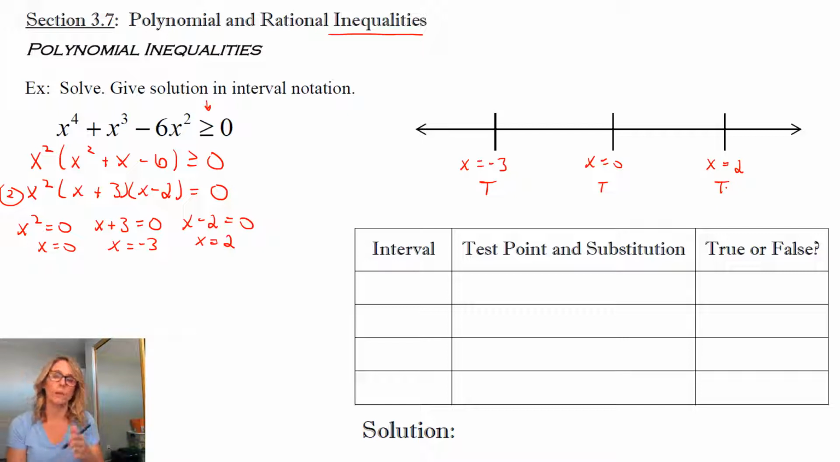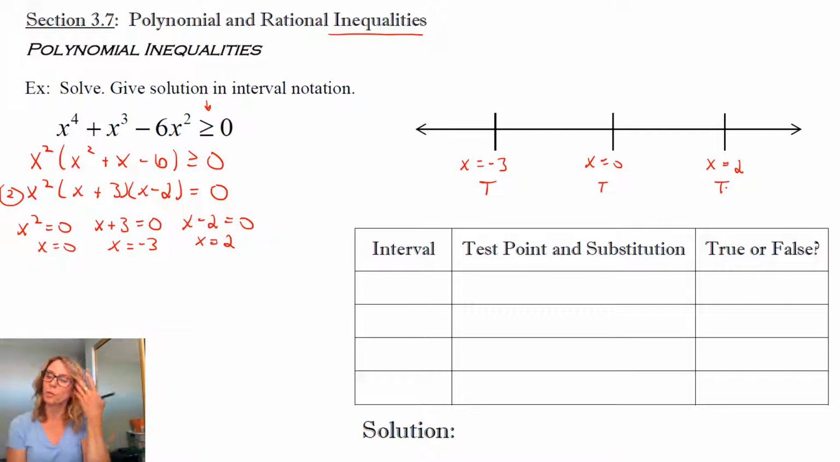So understand that when I plug in -3, I'm going to get 0 on the left-hand side. Is 0 greater than or equal to 0? Yes. So x equaling -3 gives me a true statement in my inequality. So I'm going to put a T there. True means that it needs to be part of my solution. Anything that is true is going to be part of my solution because it makes the inequality true.